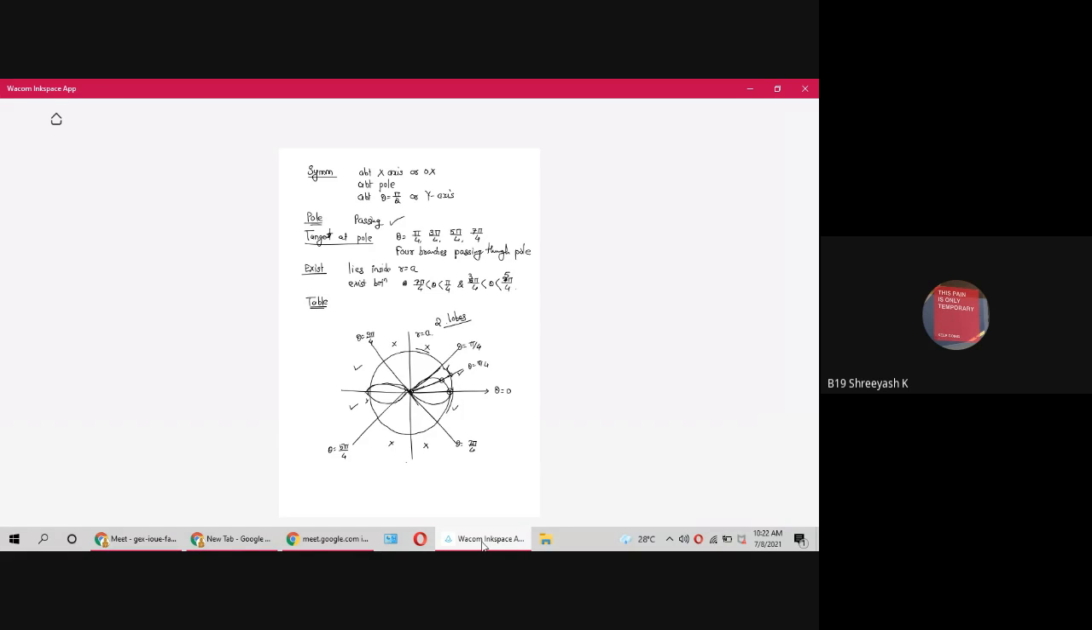Sir, how did you get that second pi by 4? Which one? Below pi by 4 there is another pi by 4. That is pi by 8, between pi by 4 and 0. It is pi by 8. That I consider from the table.